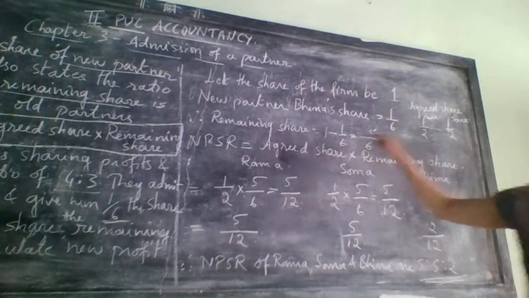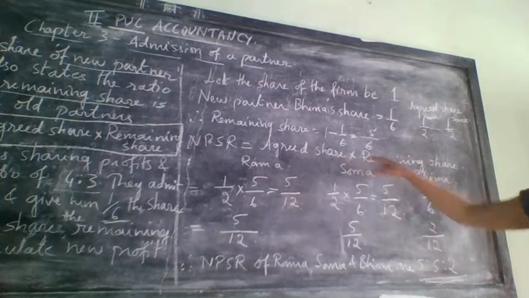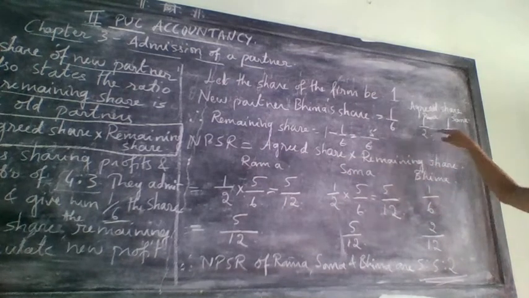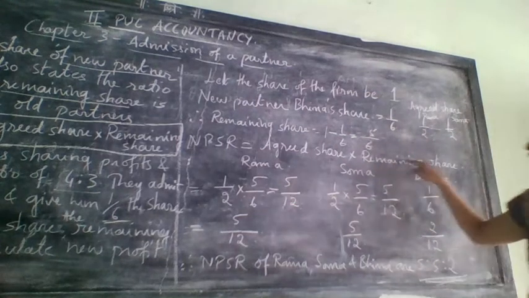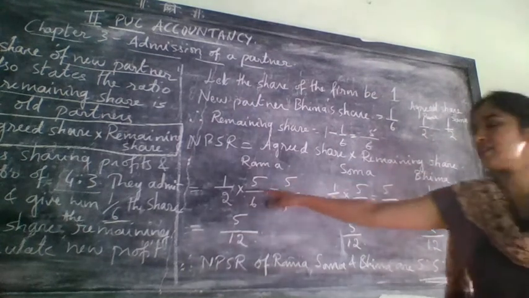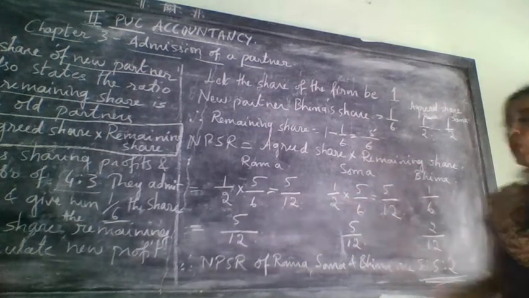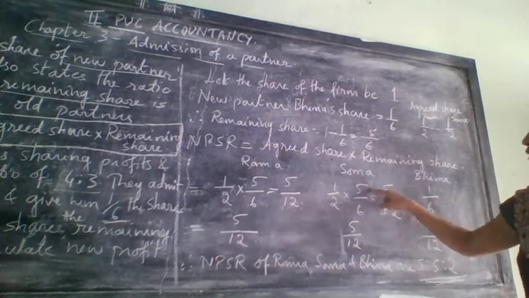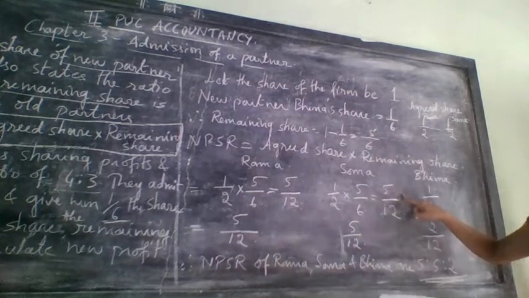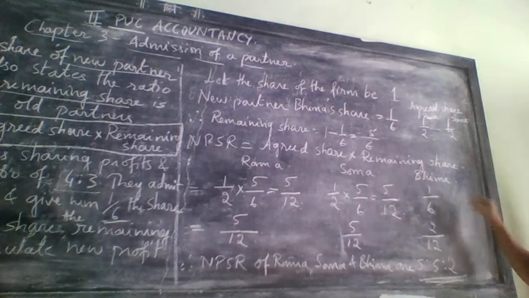After that, write the formula. New profit sharing ratio is equal to agreed share into remaining share. Agreed share is equally, so it will come 1 by 2 into remaining share 5 by 6, and the product will be 5 by 12. Again, for Soma it is the same: 1 by 2 into 5 by 6, and the product is 5 by 12. For the last person, the new partner, leave it like that only, 1 by 6. Write his share and leave it.